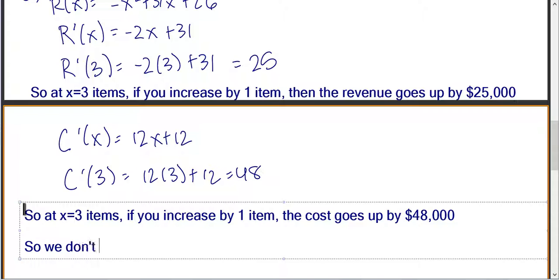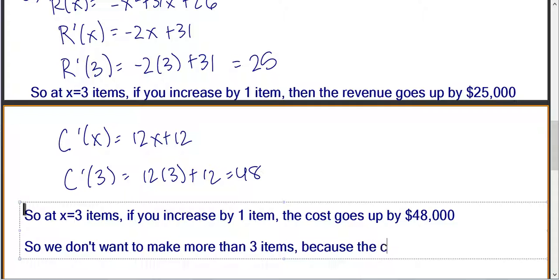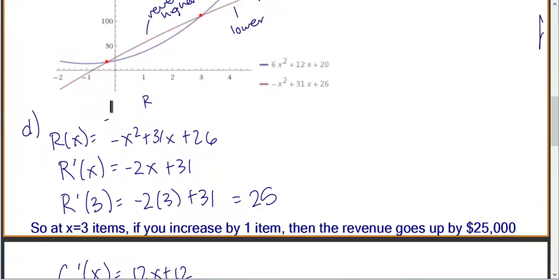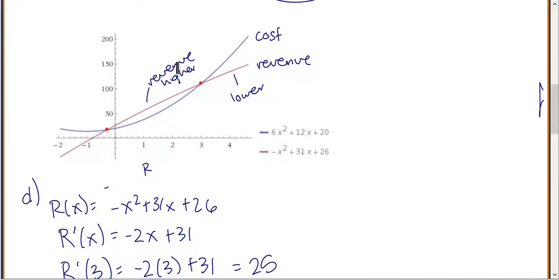So we don't want to make more than 3 items because the cost goes up faster than the revenue, which makes sense with what we saw here. Remember, the break-even point was at 3 and the revenue had been higher, but now the revenue is lower. So if you go higher than 3, you're going to be spending more money than you make.